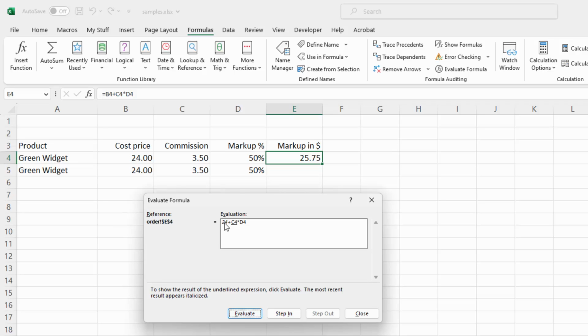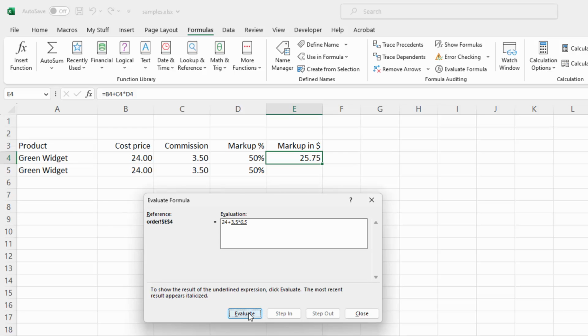And you can see that the first cell reference here has been replaced by the actual value in the cell. Now Excel is going to replace C4 with 350 and then D4 with 0.5. And then it's going to tell us what it's going to do next. And this is where the problem is. It's going to multiply 350 by 0.5, not the sum. So it's doing the multiplication before it does the addition.